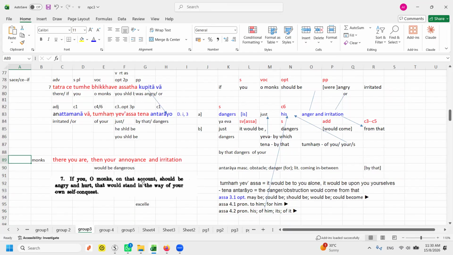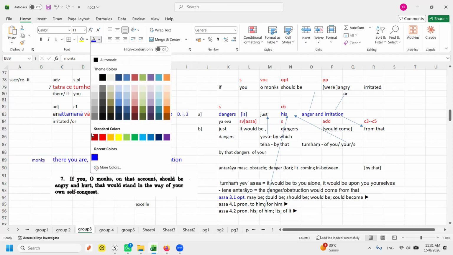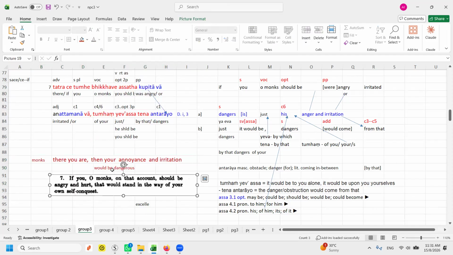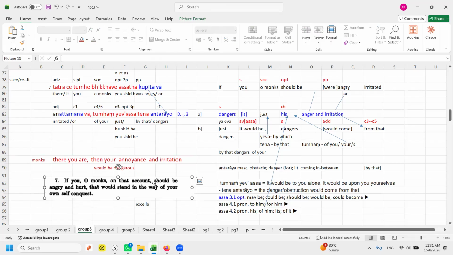But anyway, this is how you see. If you owe monks on that account, can you find where is "on that account"? This is not there. On that account, it's not mentioned there. Should be angry and hurt and would stand in the way of your own self-conquest. How to find this? I think this "not" is not there, I tell you. So this is even worse than this one, right? Agree or not? It's even worse than this. You see, many words added.